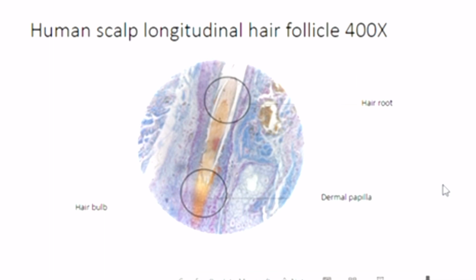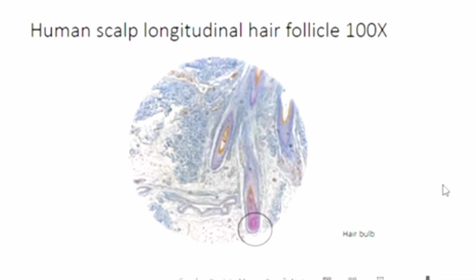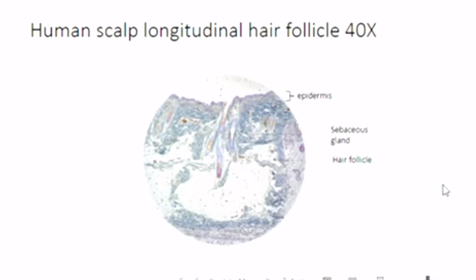So the dermal papilla basically regenerates the cycling portion of the hair follicle and generates the hair shaft. So that's basically the function of the dermal papilla. And they also have hair bulb in this, and this is how the structure looks in 400 magnification, and this one is in 100 magnification, and this one is in 40 magnification.